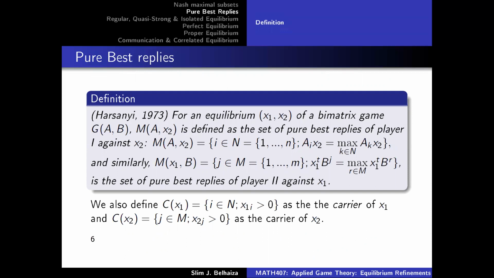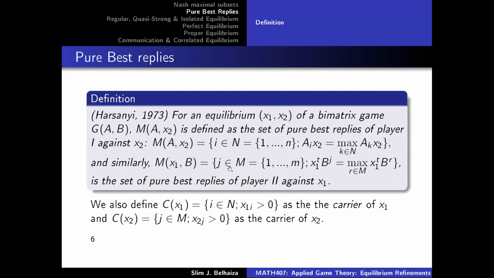Okay. Now we move on to the second section in this presentation. We talk about what we call a pure best replies set. For an equilibrium (x1, x2) of a bimatrix game, we define MA(x2). This is the set of pure best replies for player 1, because x2 here is a variable. It is defined as the set of pure best replies of player 1 against x2. So MA(x2) contains the indices of the strategies in N belonging to player 1 that do provide a best response when x2 is played. Formally, it is all the i in N such that A_i x2, which means row i of A multiplied by x2, maximizes the function A_k x2. Similarly, for player 2, you have the set of pure best replies of player 2 to x1 by B. It gathers all the j indices such that x1^T B_j is maximized.